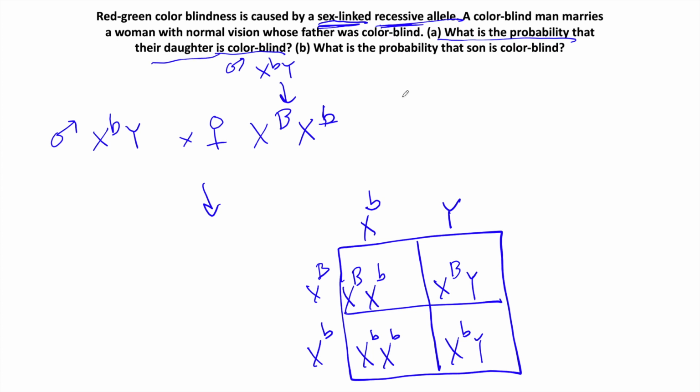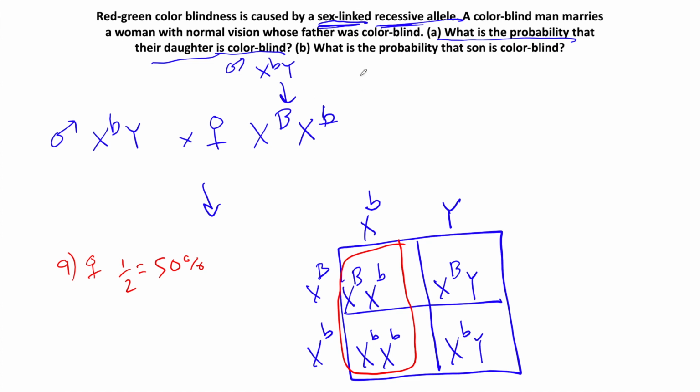Then the question asks, first, what is the probability that their daughter is colorblind? If you are wondering about the daughters, then you don't look at the sons. So we're only going to look at the two X's over here. These are the daughters. Now, this daughter, X big B X little b, is not colorblind. She's a carrier, but she's not colorblind. This daughter, X little b X little b, is colorblind. So for question A, the chance that a daughter is colorblind is 1/2 or 50%.